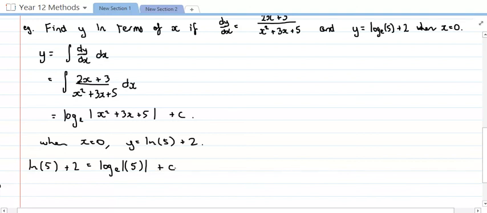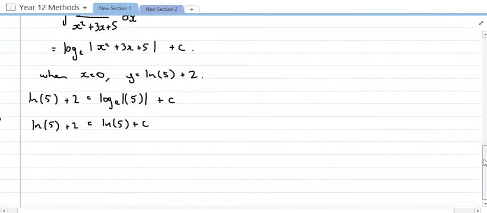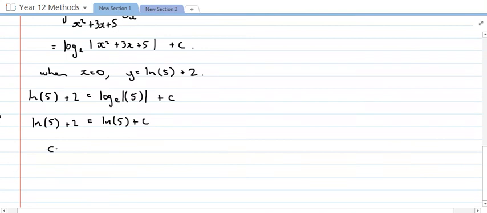and then plus c. Well, the modulus of 5 is just 5, so we've got ln of 5 plus 2 equals ln of 5 plus c, and so by comparison we can right away see that c is equal to 2, and therefore y equals log e of the modulus of x squared plus 3x plus 5 and then plus 2.